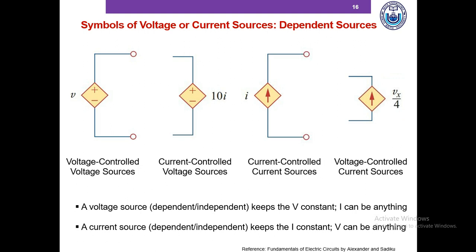Now we need to keep in mind one important thing: a voltage source, be it dependent or independent, keeps the voltage constant. The current could be anything. Also, a current source, be it dependent or independent, keeps the current constant. The voltage across the current source could be anything.